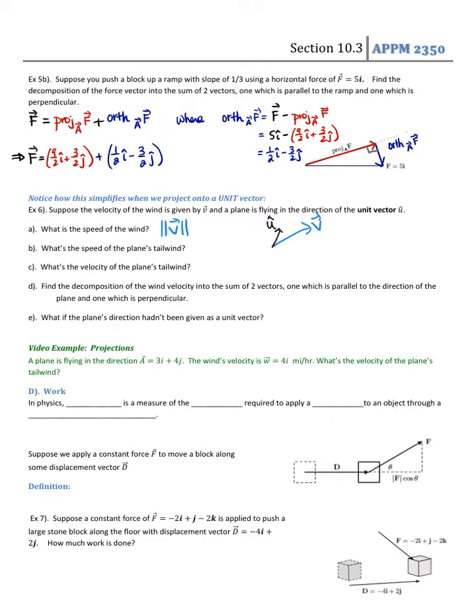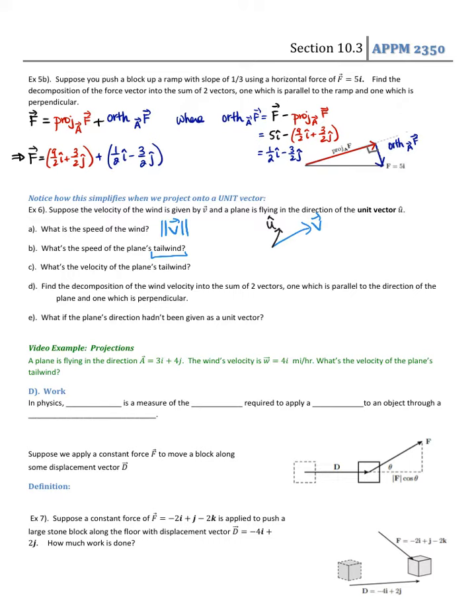Oh, and as a side note, if you haven't already tried these, I'd say put these on pause first and try it, and then just use this as a check. Okay, and then the speed of the plane's tailwind. So notice I can only call it a tailwind because this is an acute angle. Otherwise it would be a headwind, but we're assuming it's an acute angle here, theta.